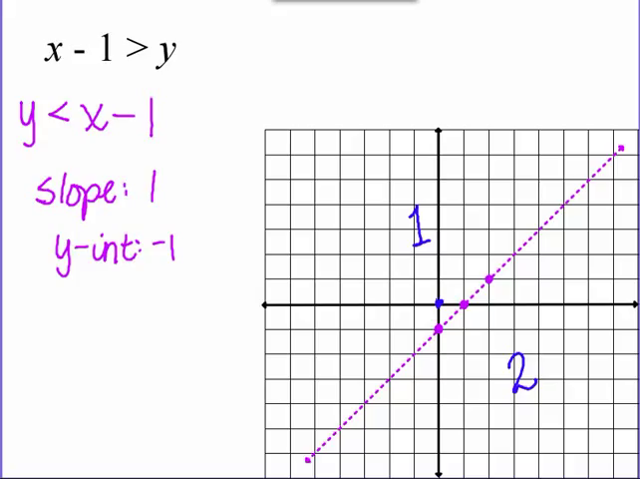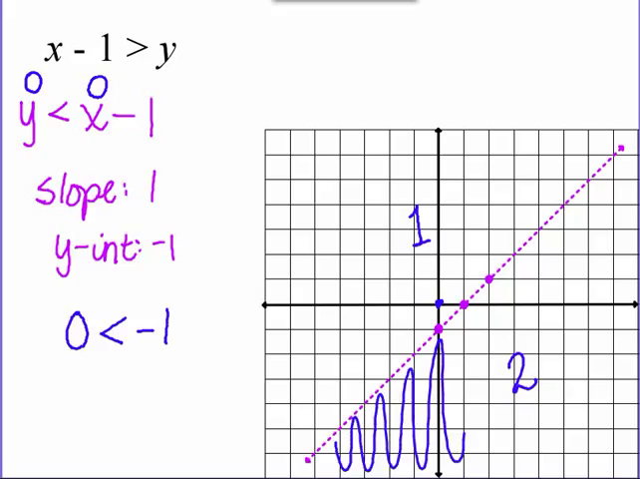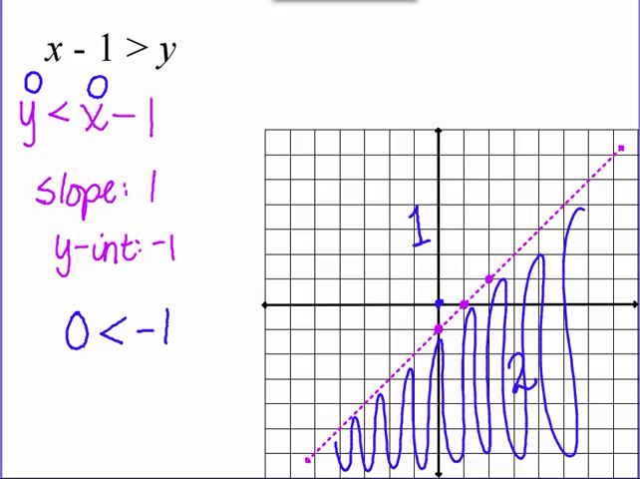So let's plug in 0 and 0. I could have plugged it into the top equation too, it doesn't matter. I end up getting 0 less than what number? -1. Is that a false statement? 0 less than -1? So which way am I going to shade, 1 or 2? 2. Because it's false.